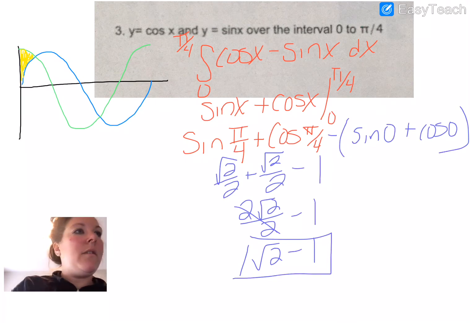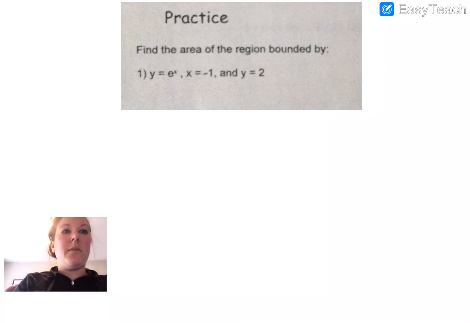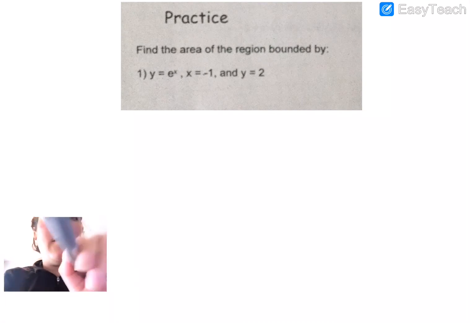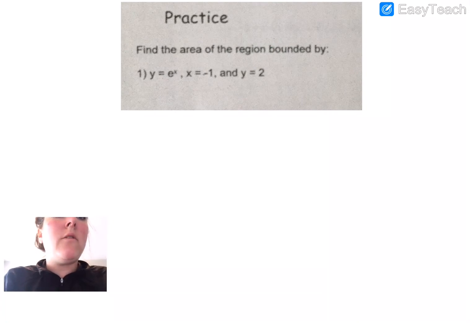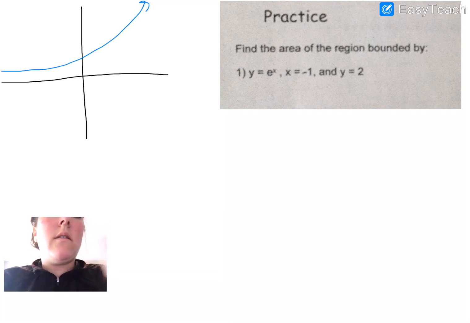Alrighty, so next problem. I'm going to walk through this one with you as well because it's got some of our not traditional functions. So first thing I'm going to do is draw a picture. Actually, I'm going to move this over so I have some space. All right, draw my picture. All right, e to the x. There we go.